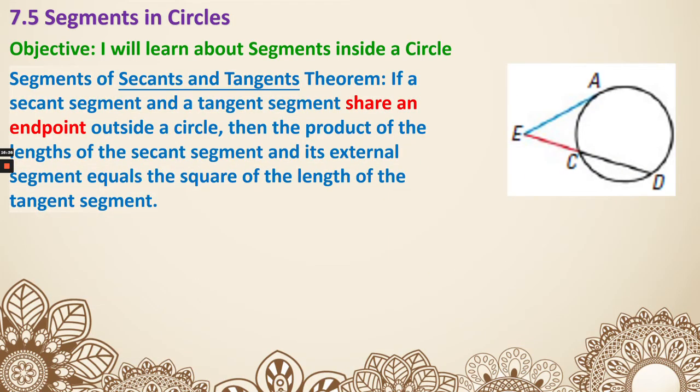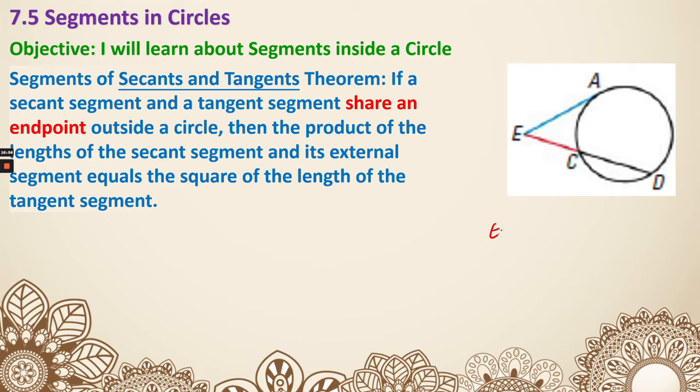So in angles, we talk about when the intersection is inside a circle or outside the circle. Here the same thing. We also could make that line slightly touching the circle. If you remember, that is called a tangent line, which is why this theorem is called the segments of secants and tangents theorem. So let's actually start using it.